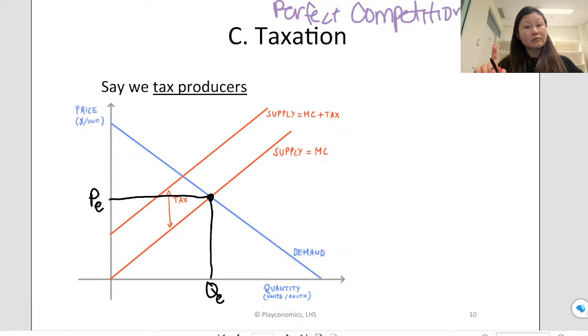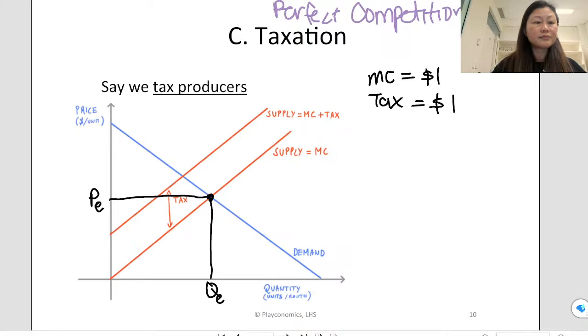Now, let's imagine, I'll give you an assumption here. Example, let's say our marginal cost is $1. Let's say our tax is $1. So with the tax, supply will move upwards. At every point in time, every additional unit that you produce, you have to add a tax to your supply curve. So that tax is added at every single unit.